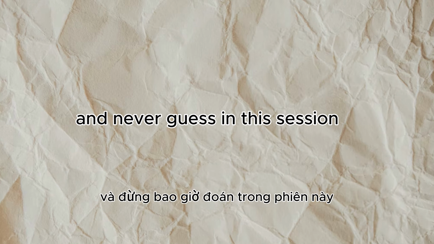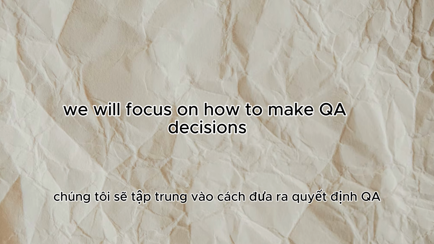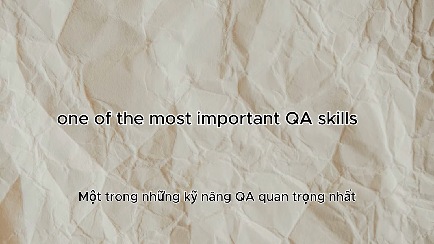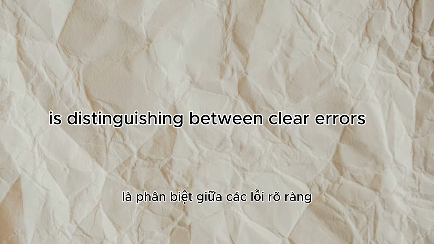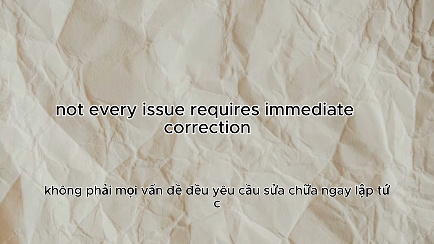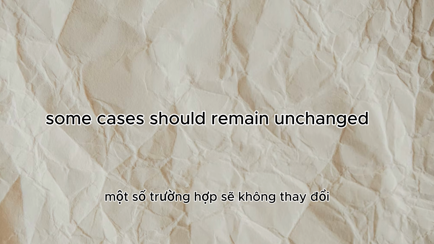In this session, we will focus on how to make QA decisions in complex and ambiguous situations. One of the most important QA skills is distinguishing between clear errors and issues that require further validation. Not every issue requires immediate correction. Some cases should remain unchanged and only be documented for further review.